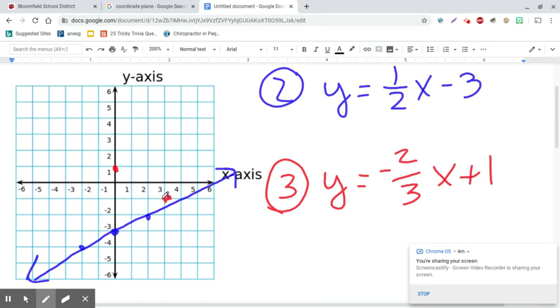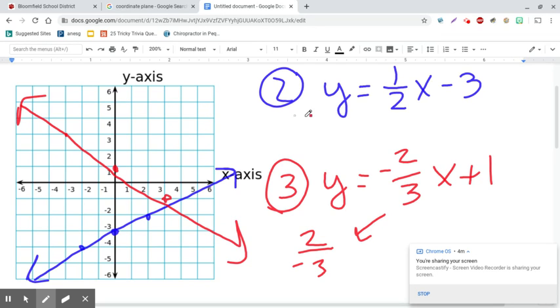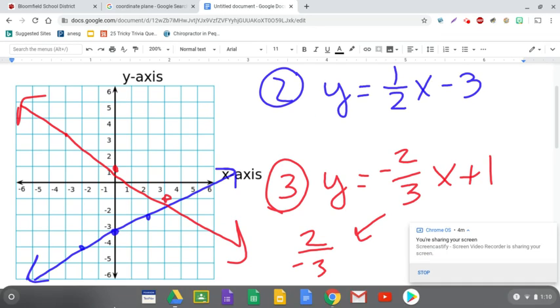If we wanted to go the opposite way, we would make the top positive and the bottom negative. So we would go up 2, 1, 2, and to the left 3. 1, 2, 3. That would be our other point. Put them all together. That is the line of y equals negative 2/3 x plus 1. Okay?